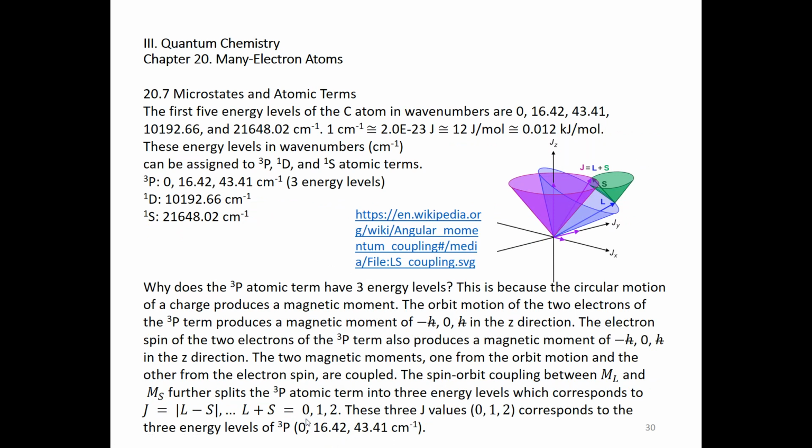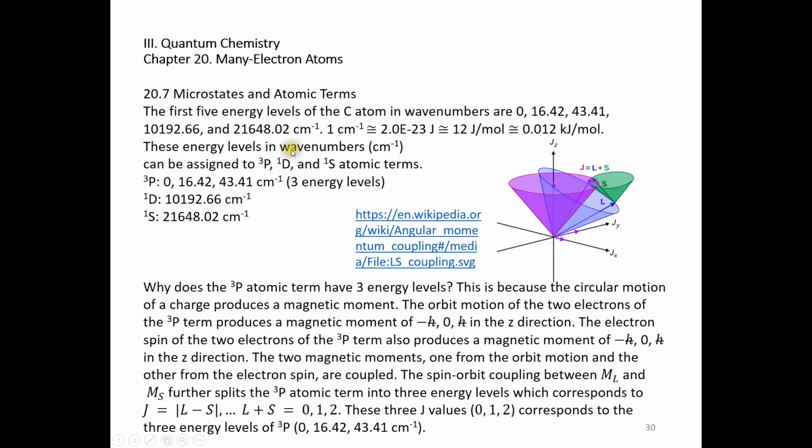Now let's look at the experimental data for carbon again. The first 5 energy levels of the carbon atom are 0, 16, 43, 10,000, and 21,000 wave numbers. One wave number, you can just multiply by h and c, the Planck constant and the speed of light, to get joules. It's about 2 times 10 to the power negative 23 joule, or 12 joule per mole, or 0.012 kilojoule per mole. So it gives you an idea about how much those relative energy values are. You just multiply all those by 12 joule per mole, or 0.012 kilojoule per mole.